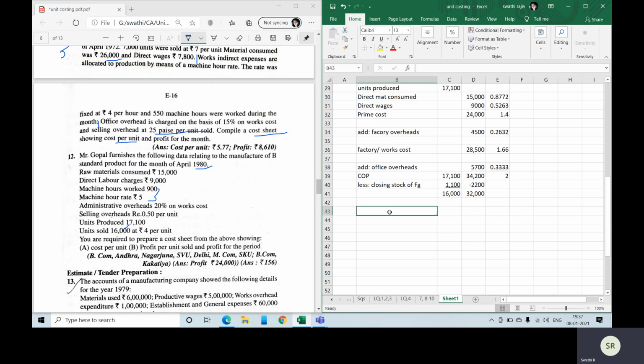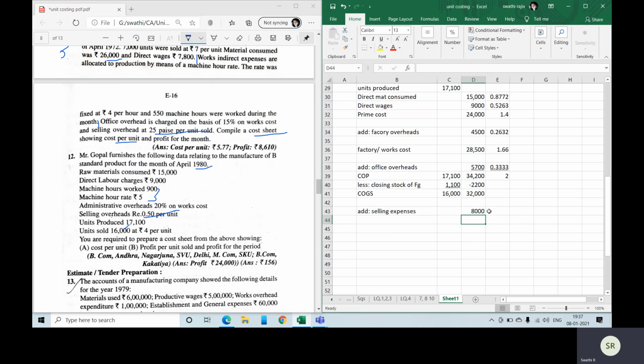After that we are not done, we have to add. So for this, we can just call it COGS because we have to call it something. Add selling expenses. Selling overheads are 0.50 per unit. On however many units you have sold, so it is 16,000 into 0.50 per unit. Whatever you have sold, on that it is charged.